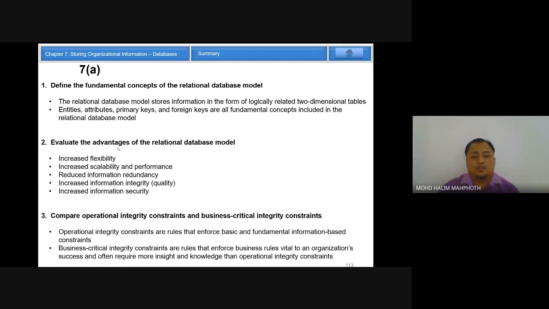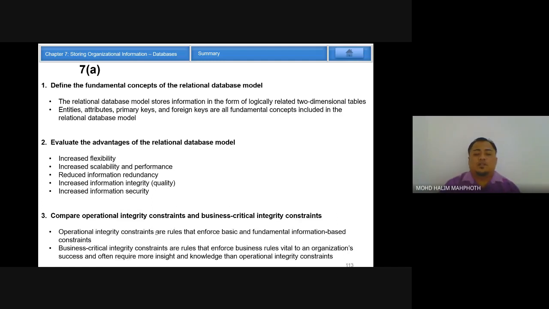Next, evaluate the advantages of the relational database model. So these are some of the advantages, a list of advantages: increased flexibility, scalability, and performance. Reduced information redundancy. This is the advantage. Integrity and security, information security.